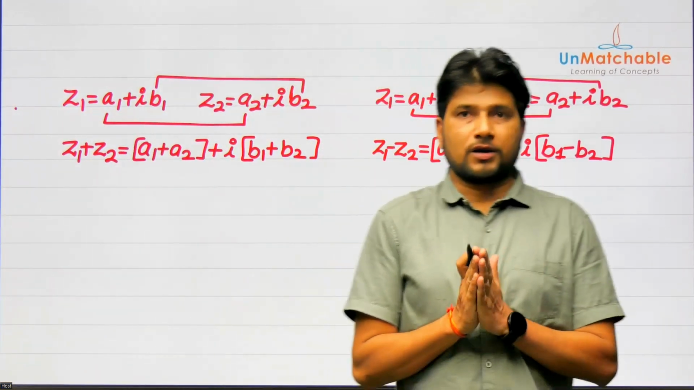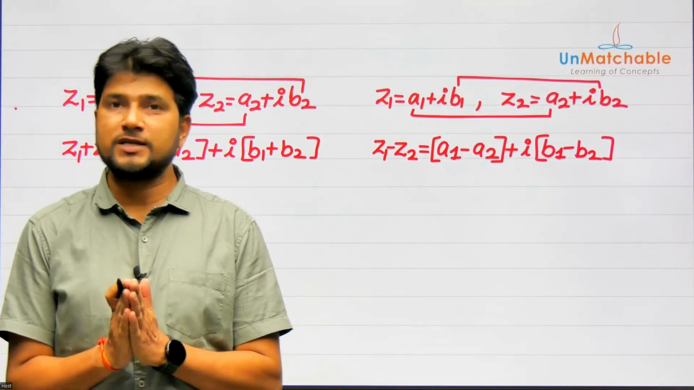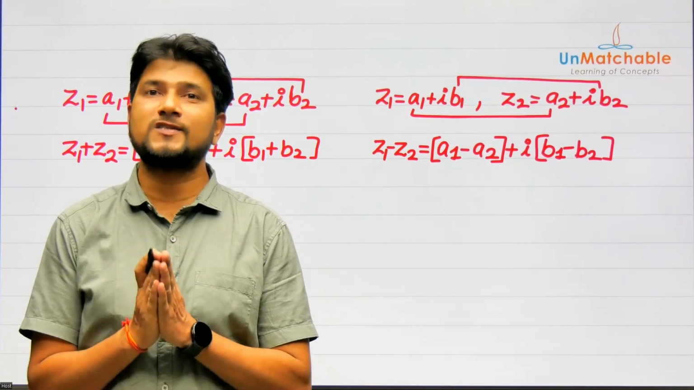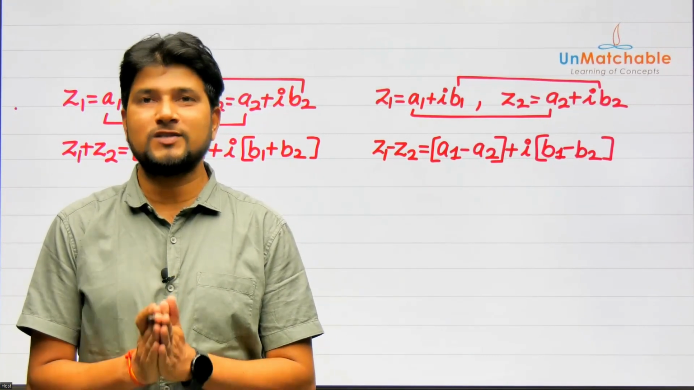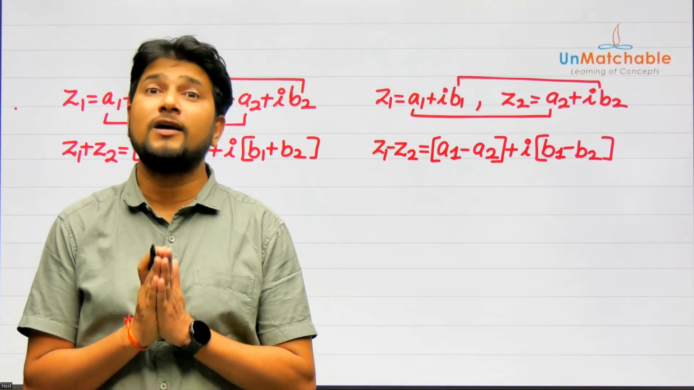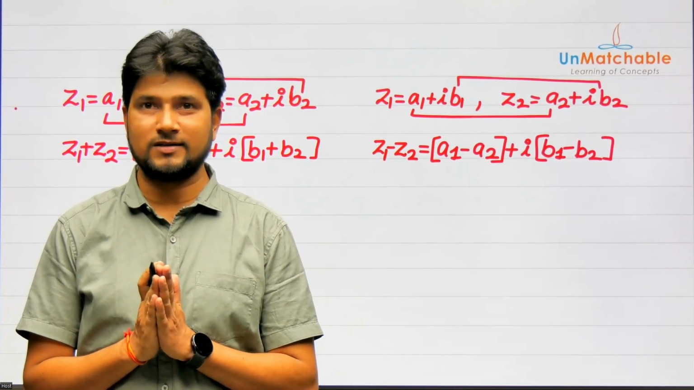जब कॉम्प्लेक्स नंबर्स को ऐड करना या सब्ट्रैक्ट करना हो तो बेस्ट होगा कॉम्प्लेक्स नंबर्स को उनके सिंपल फॉर्म में लिखना, ताकि आप रियल को रियल से और इमेजिनरी को इमेजिनरी से ऐड कर सकें, और रियल को रियल से और इमेजिनरी को इमेजिनरी से सब्ट्रैक्ट कर सकें.